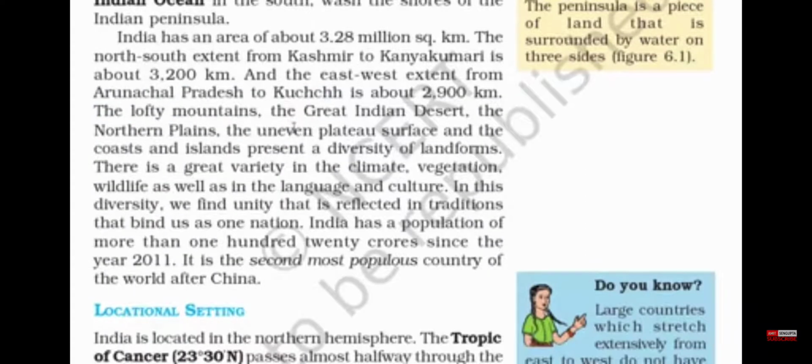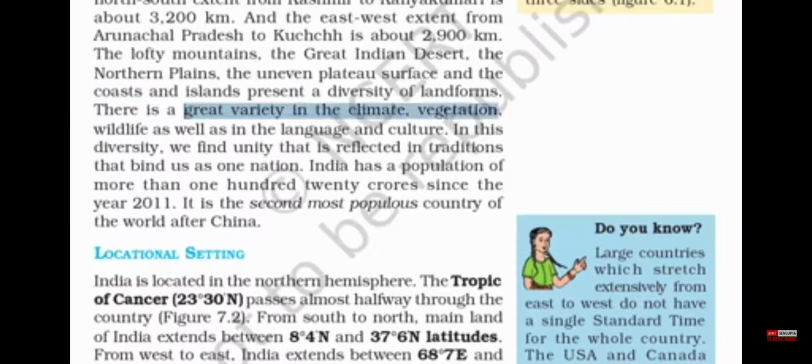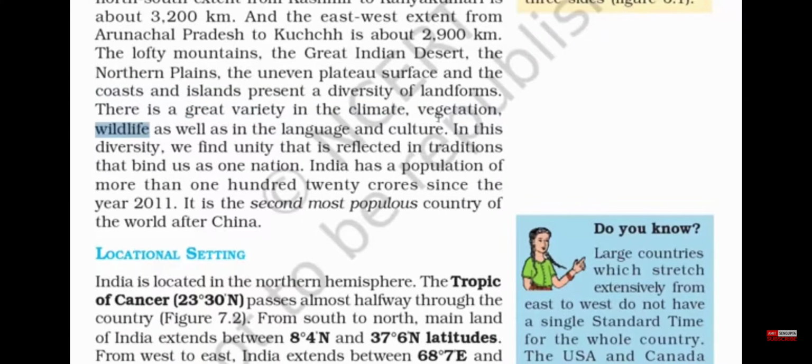in Gujarat. And then we have one great Indian desert called Rajasthan, and then we have lofty mountains, then the northern plains, the uneven plateau, the coasts and the islands present in diversity of landform. And not to forget, we also have a great variety in the climate, vegetation, wildlife, as well as in the language and culture. So currently we have 22 Indian official languages and 29 states and 7 union territories.